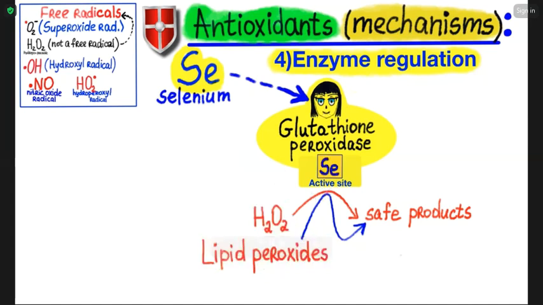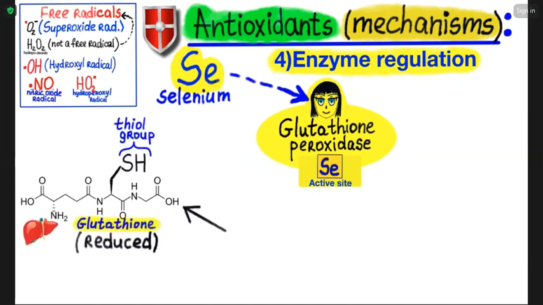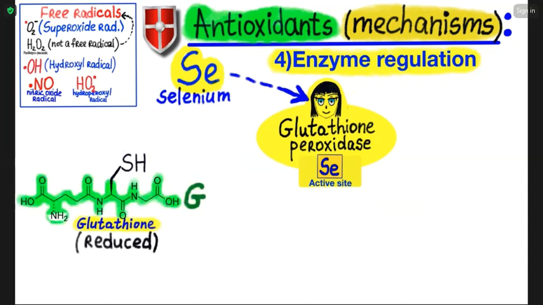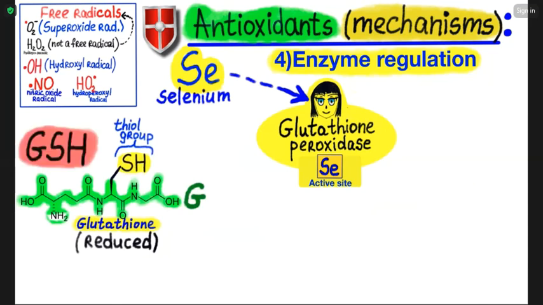Now, let's move on to the chemical reactions catalyzed by glutathione peroxidase. You remember the chemical formula of the reduced glutathione. You can see it right here. Let's create an abbreviation for this tripeptide. Let's call this part of the molecule G, which stands for glutathione. The thiol group will stay the same. The abbreviation for reduced glutathione will be GSH.